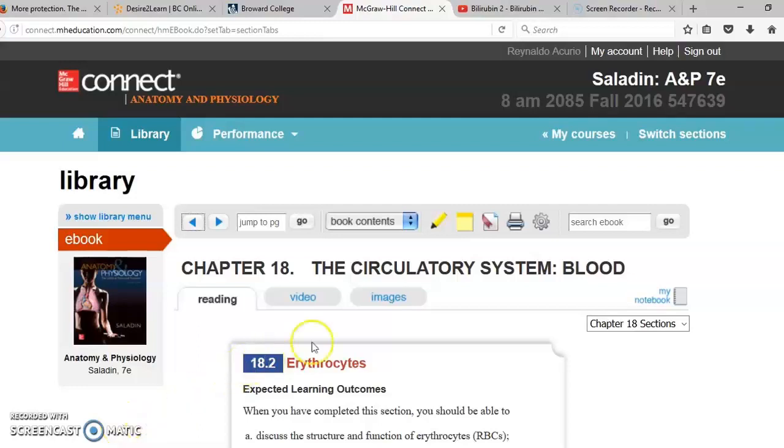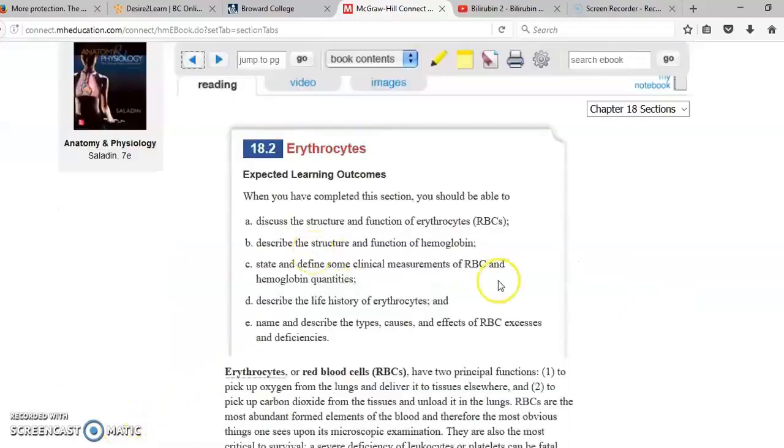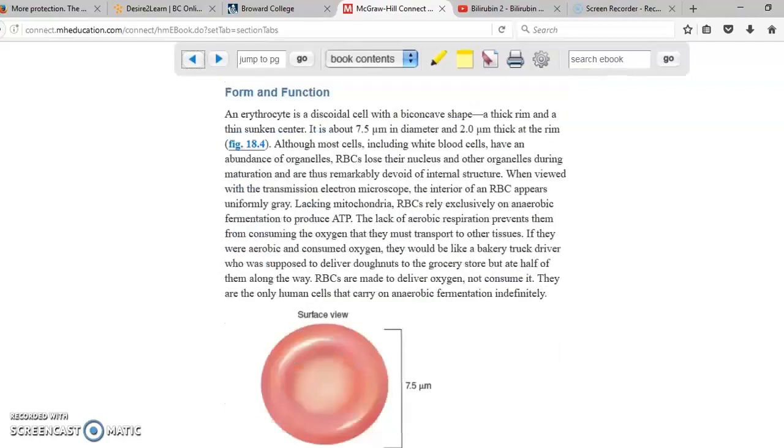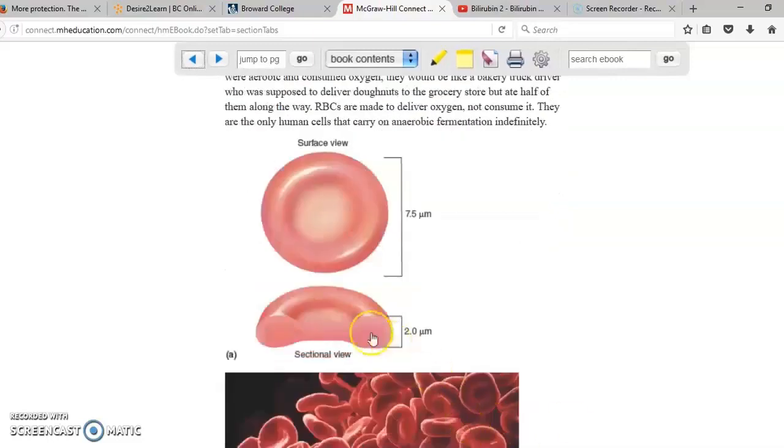Okay, now we're going to talk about the erythrocyte. Remember, erythrocyte is the same thing as the red blood cell. They all have the same form and function. The function is basically to transport gases, mainly oxygen. The form is called biconcave because if you're looking here, we have one concavity here, right? This part is concave and this part is concave.